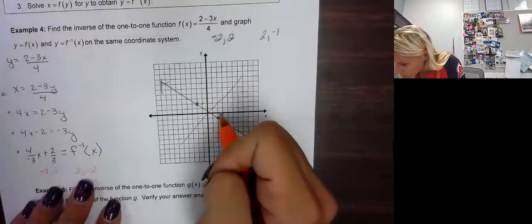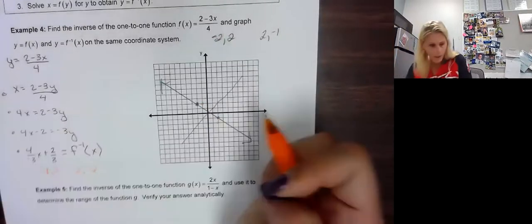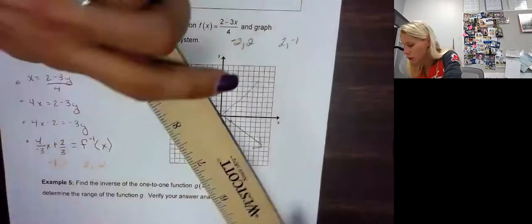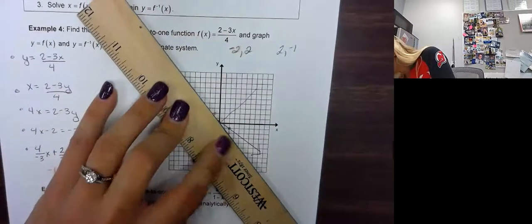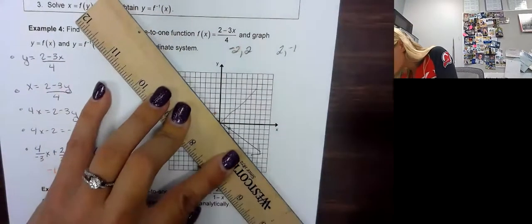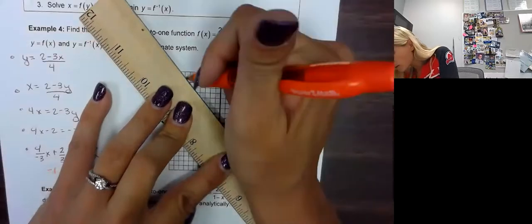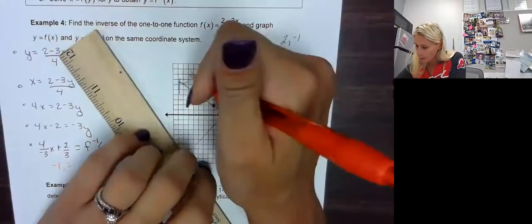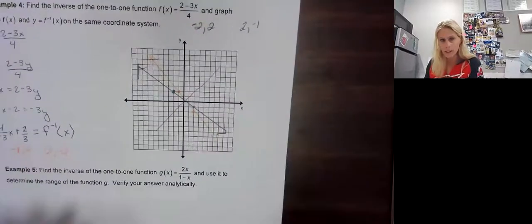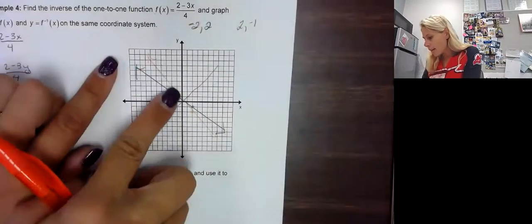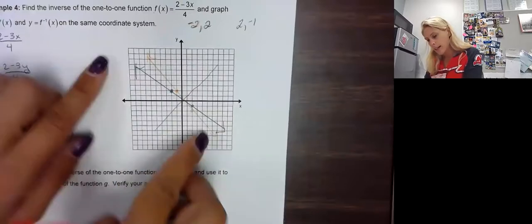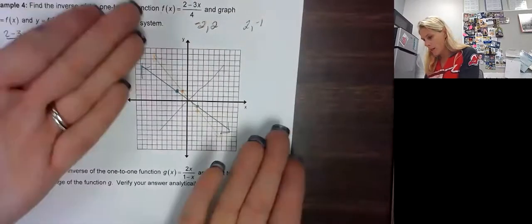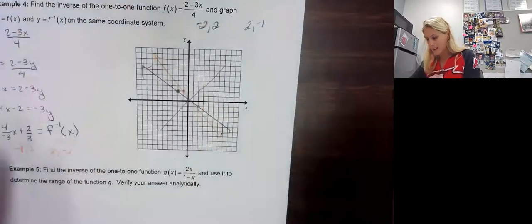So 2, negative 2. Now, when we graph these, it should look like it mirrors off of the y equals x. Here we go. Oh, I feel better about myself right now. Thought I messed up for a second. So see, this top half mirrors this green bottom half, right? If I fold it, the green and the orange would be on itself.